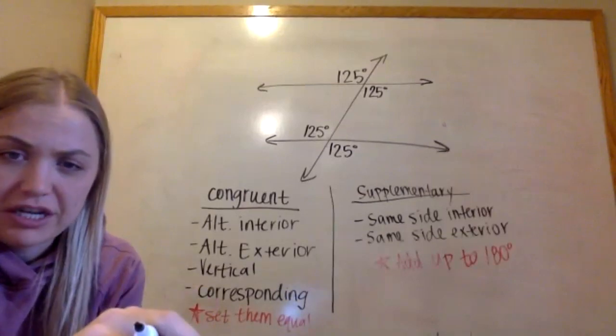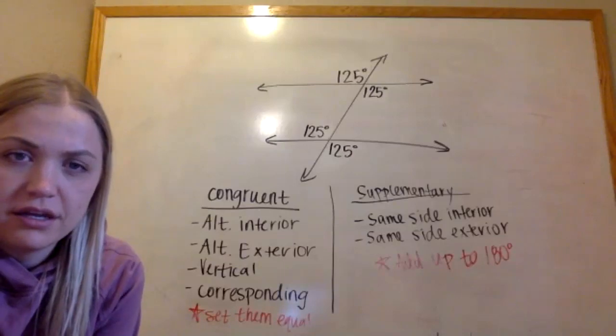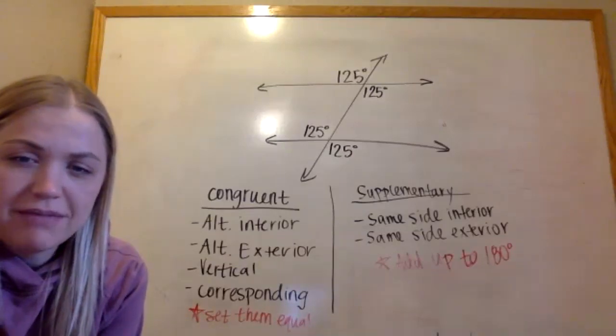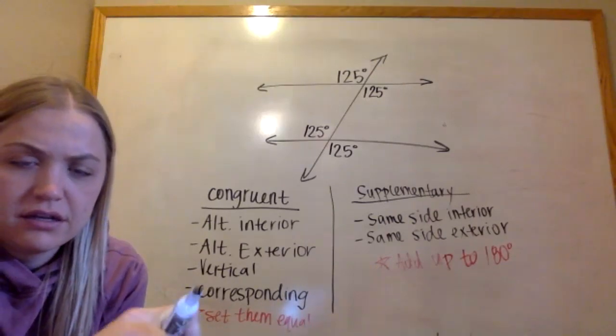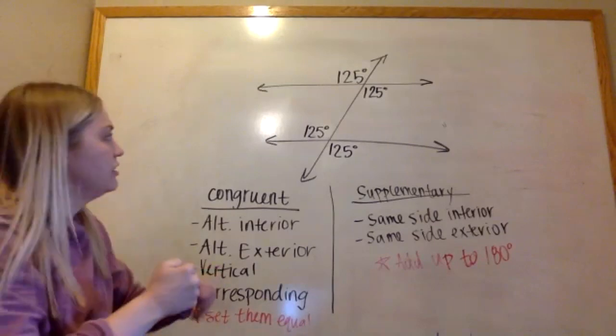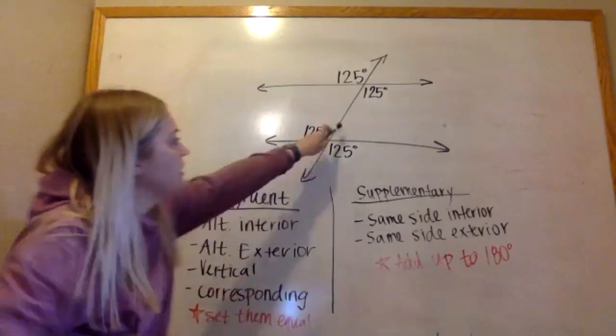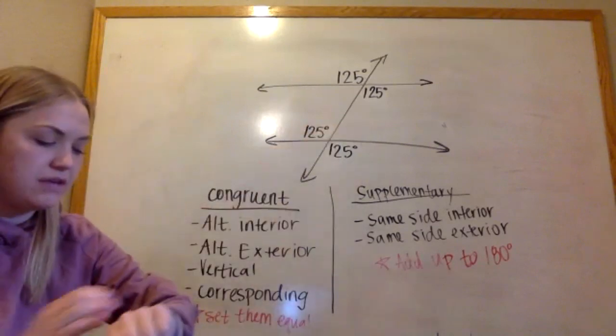Then the big question is, how the heck do we find the other angles? If anybody knows, feel free to type it into the comments on the side. How do we find, for example, this angle? It's not going to be 125 degrees.